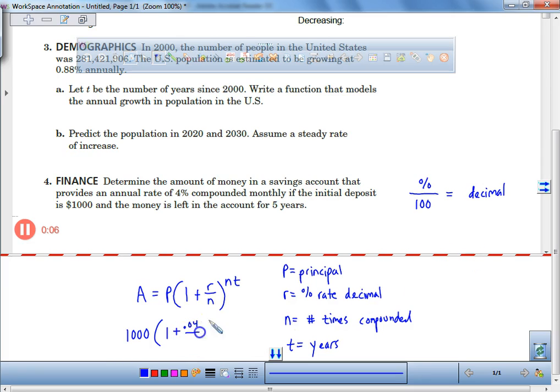Divided by N. Now, if it's compounded monthly, that means every single month. So our N value would be 12. And then we have to do 12 times the number of years, which is 5. So it's in the account for 5 years.